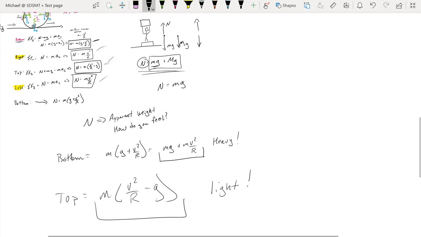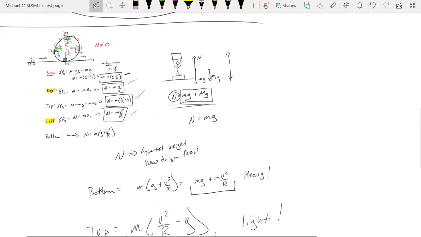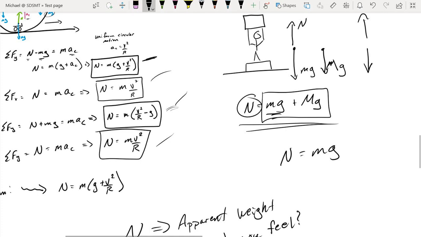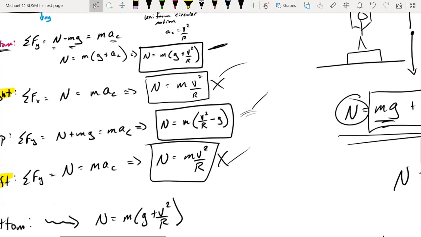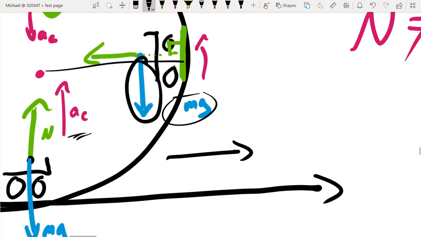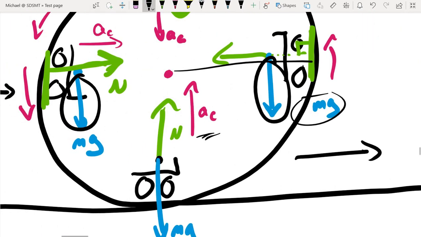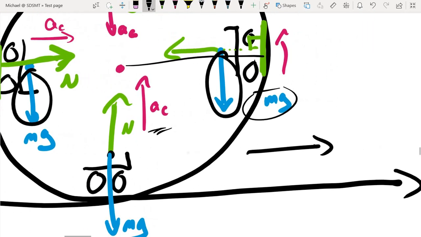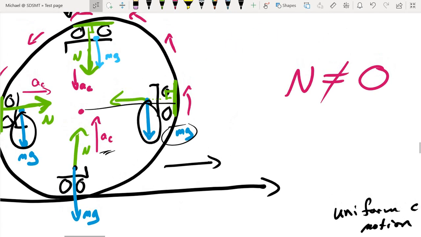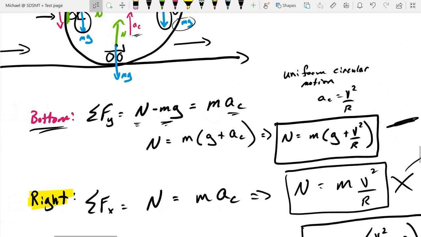So light that you might even feel like you're going to fall down. And then at the two sides, at the right and left, we can't actually use these expressions to tell us how we feel because at those locations, well, your weight is pointing down. And so at those two locations, you should just feel like you normally would in terms of your weight. But at the top and bottom is where things start to feel really strange.